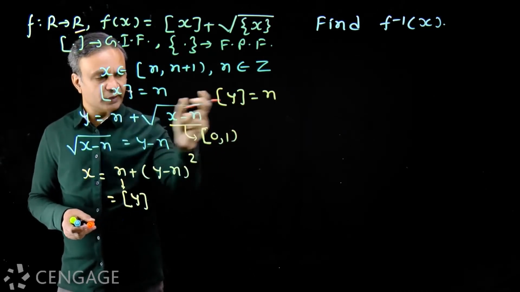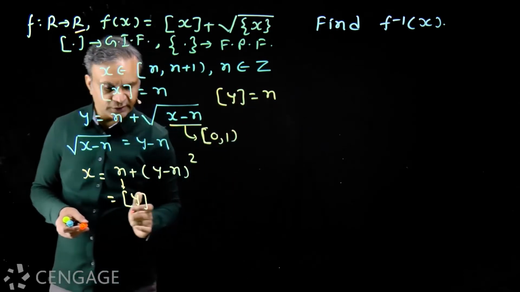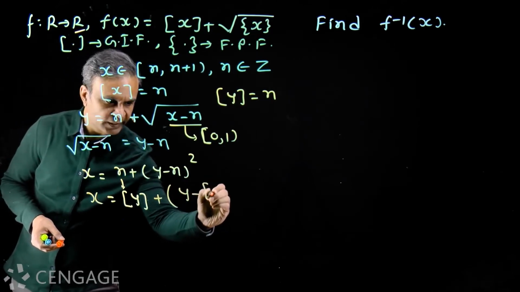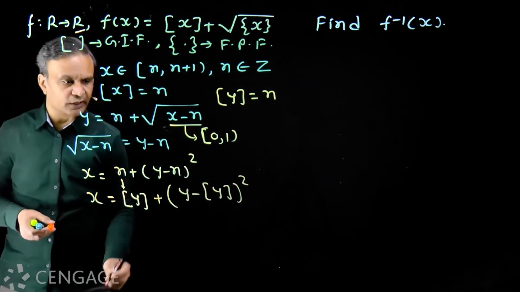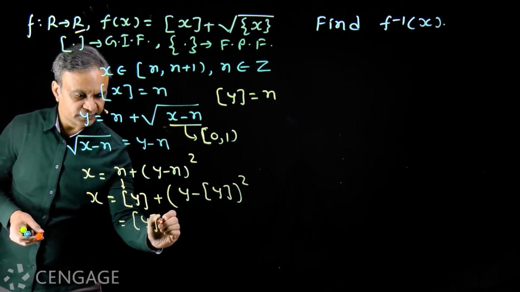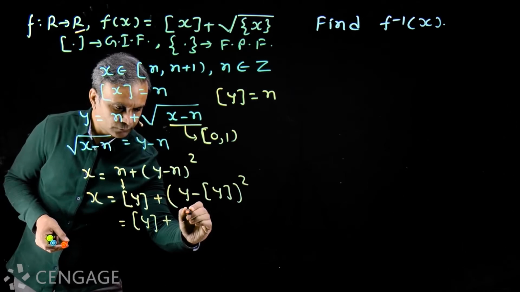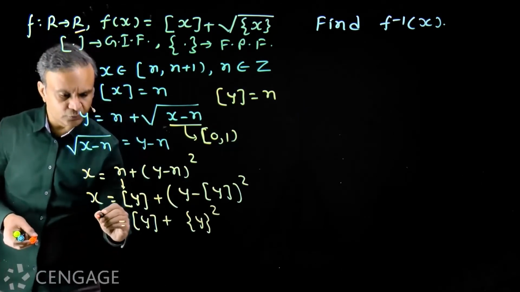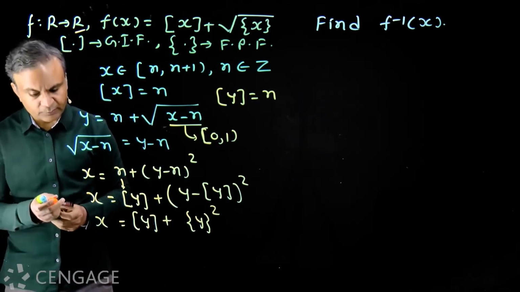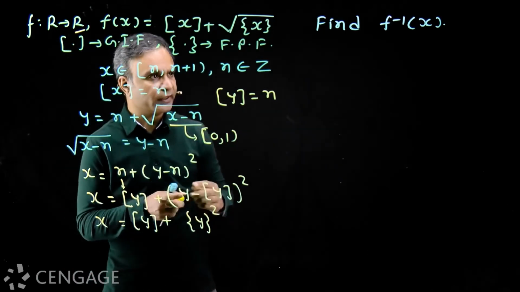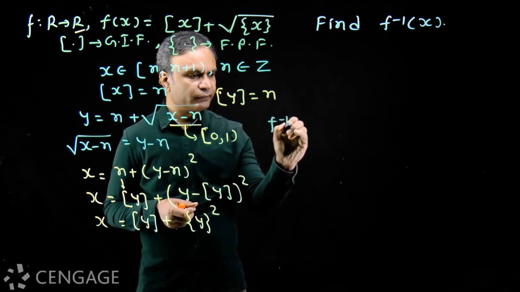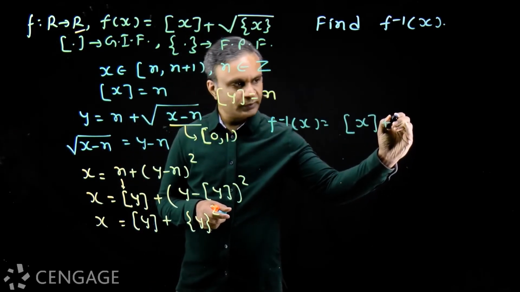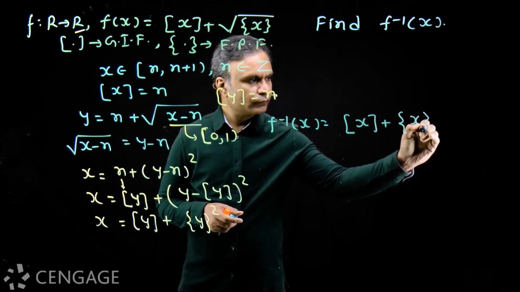So greatest integer of y is n. So we have x is equal to greatest integer of y plus square of y minus greatest integer of y. So we have here greatest integer of y plus square of fractional part of y. Now we interchange names. We interchange the names of x and y, then we will get the inverse function: f inverse x is equal to greatest integer of x plus square of fractional part of x.